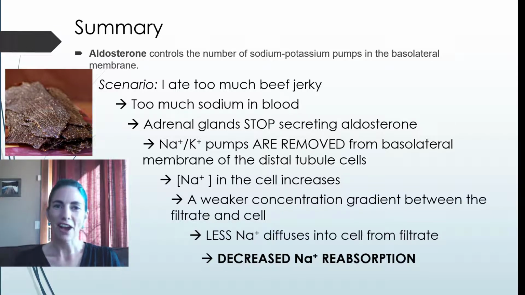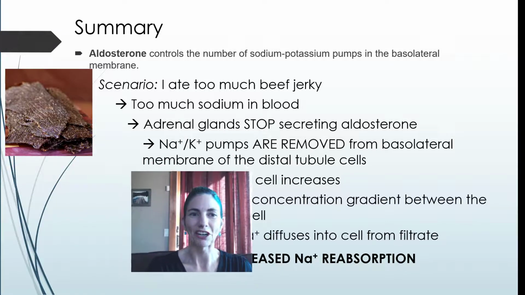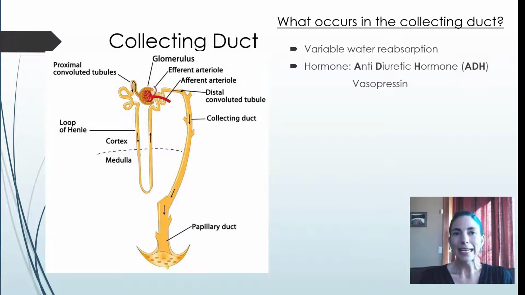Okay. Now that we have looked at the distal tubule, let's take a look at the collecting duct, which is quite a bit easier. So in the collecting duct, the major process is going to be variable water reabsorption. And because it is variable, it is also under the control of a hormone, and that hormone goes by two different names. If you are in my class, I expect you to know both of these names. I use them interchangeably.